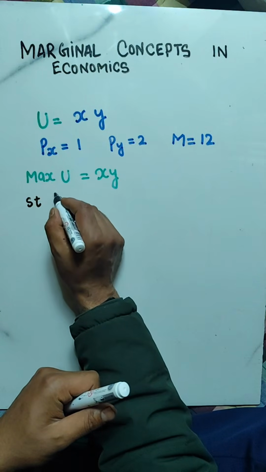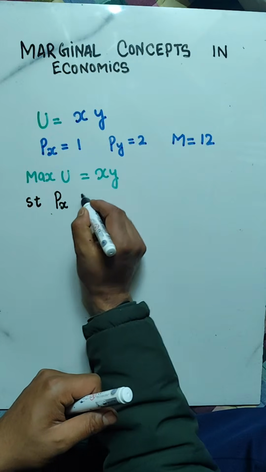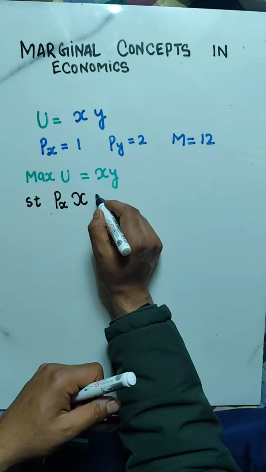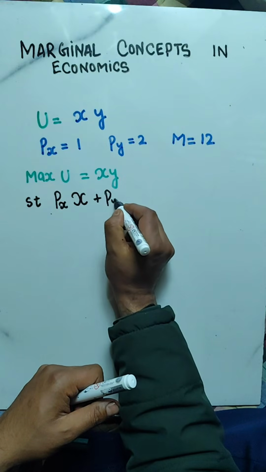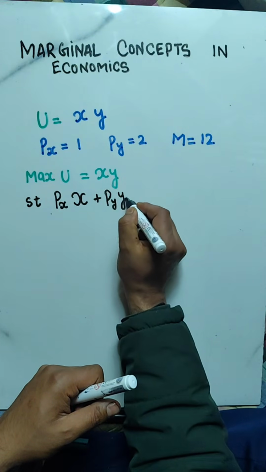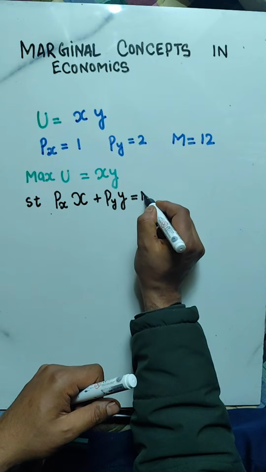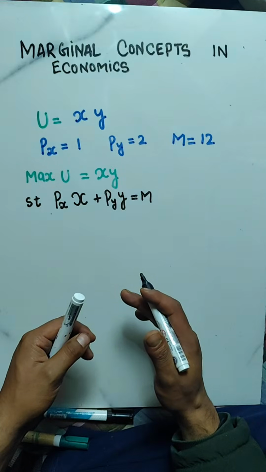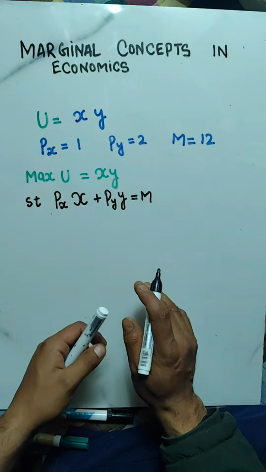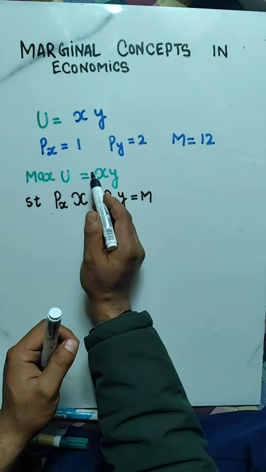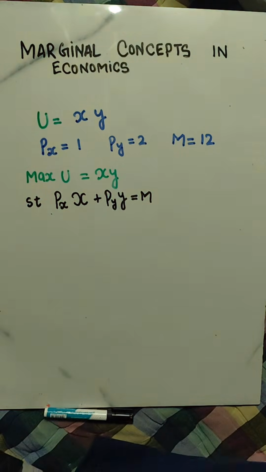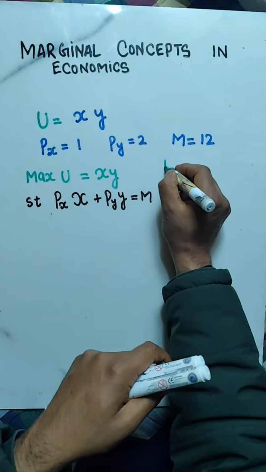The budget constraint will be price of good x times the units of good x he will consume plus price of good y times the units of good y, and it should be equal to the income of the consumer. Since we need to find the optimal consumption bundle, we want to maximize the utility of the consumer subject to the budget constraint. This question I got from you people.